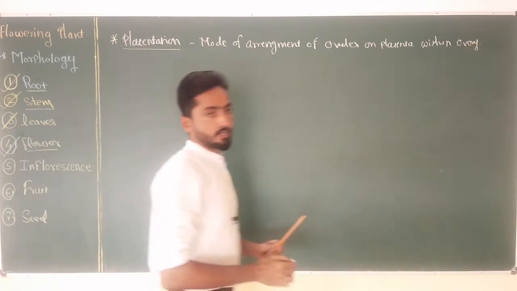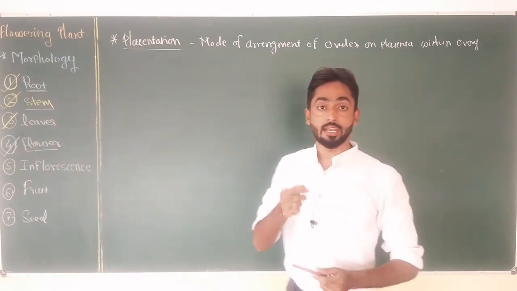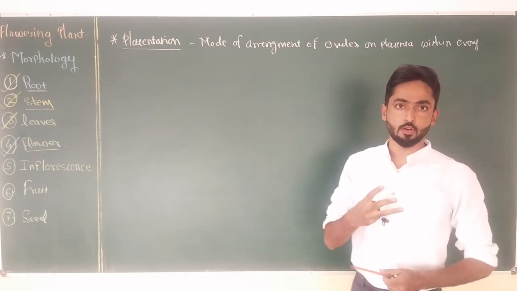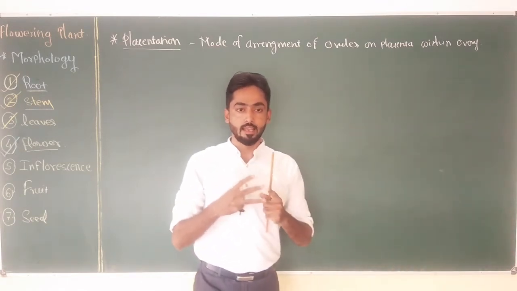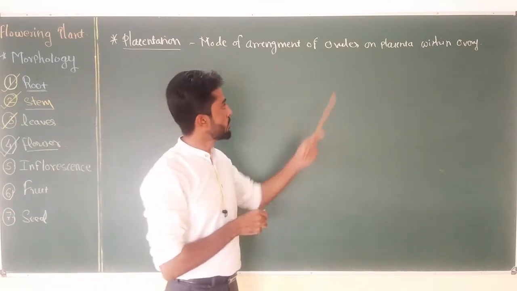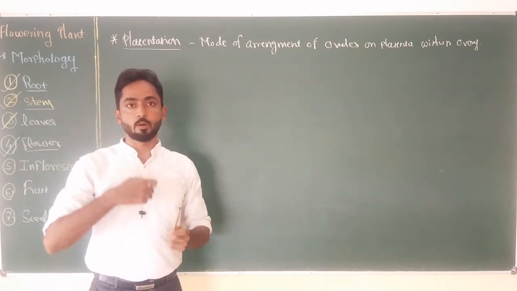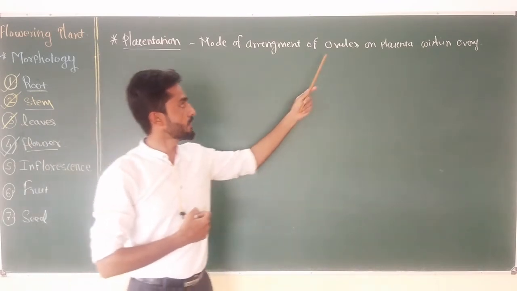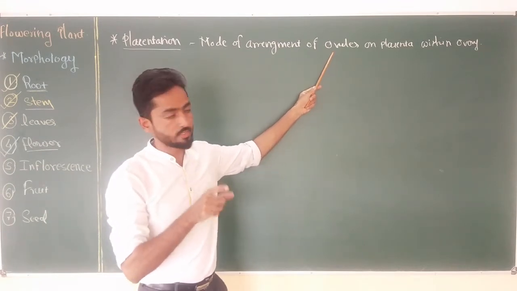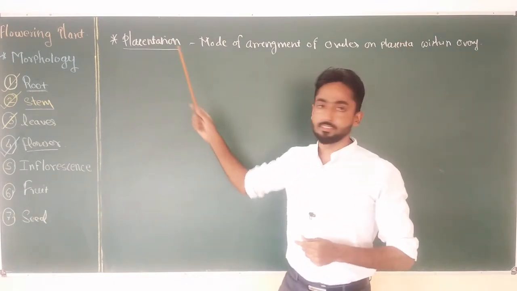So we know that the gynoecium is the essential whorl present in the flower, and an individual member of the gynoecium is the carpel. Each carpel is made up of three important parts, that is stigma, style and ovary, and the ovary generally contains ovules. After fertilization, the ovary transforms into fruit while the ovule gets converted into seed. And the arrangement of this ovule, which is attached to the placenta within the ovary, is nothing but the placentation.